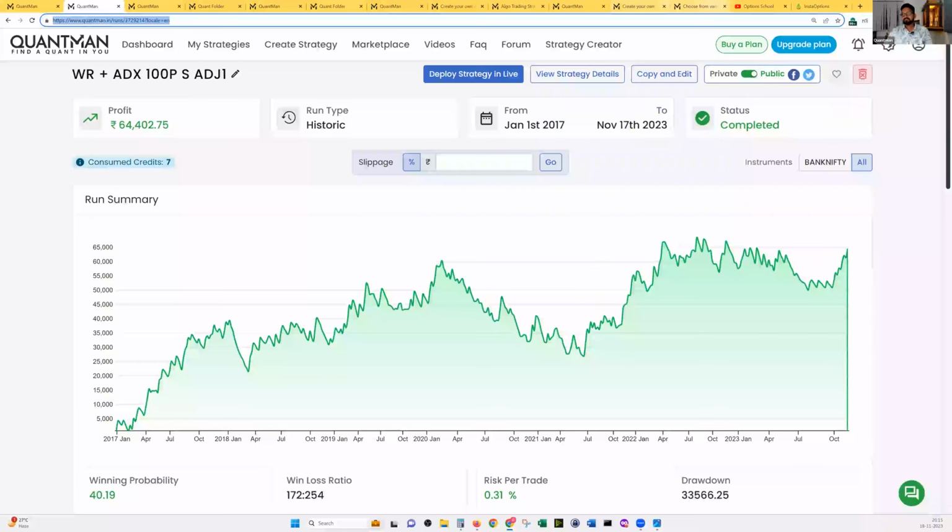Can we use it for Nifty? Yeah, you can use the strategy for everything, but only on the expiry day. On the expiry day, don't do it on any other day.